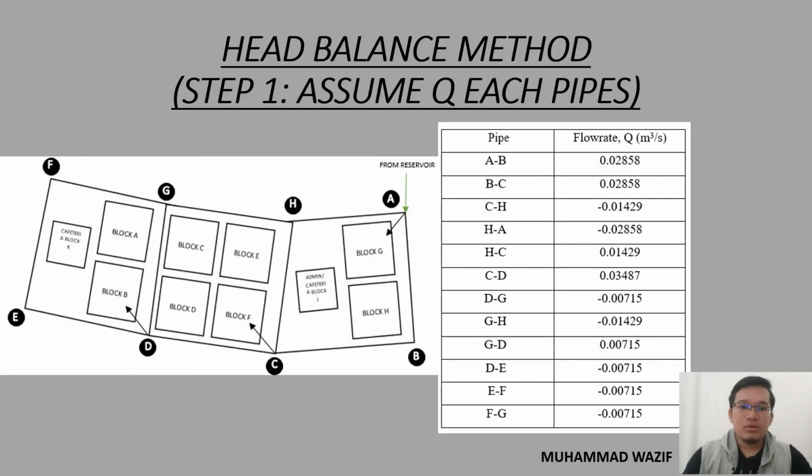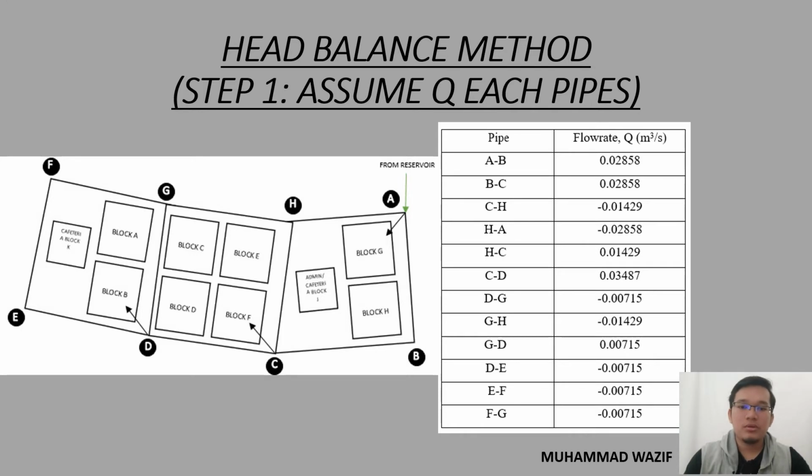After the design flow is known, we can proceed with the head balance method (HBM). For the first step, we must assume a flow for each pipe using the design flow that we got. From that, we can apply the continuity equation at each node. We have to make sure that Q in and Q out are the same value. We assume that positive is the right direction for each flow in a loop. From there, we can know the direction of the flow. If the value of Q is negative, it means the flow direction is opposite.